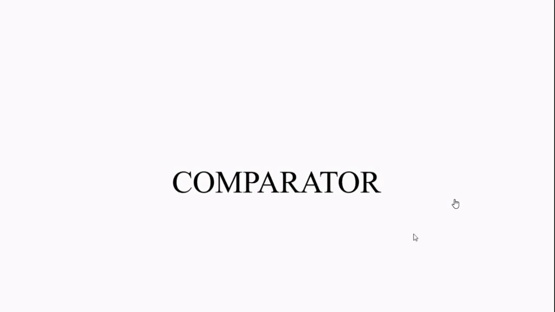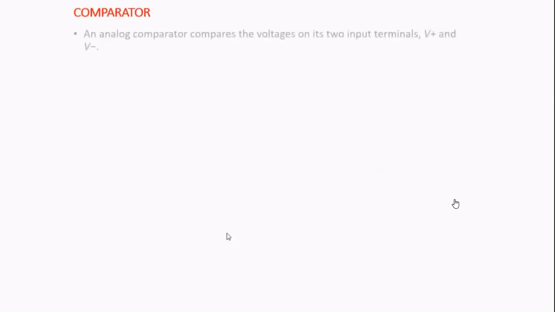Different types of comparators are there: comparator A and comparator B. For your student syllabus, you have to study comparator B, since comparator B is present on the MSP430 X5X series. Comparator A is a basic one, and comparator B is a little bit advanced. So we can go for the comparator.